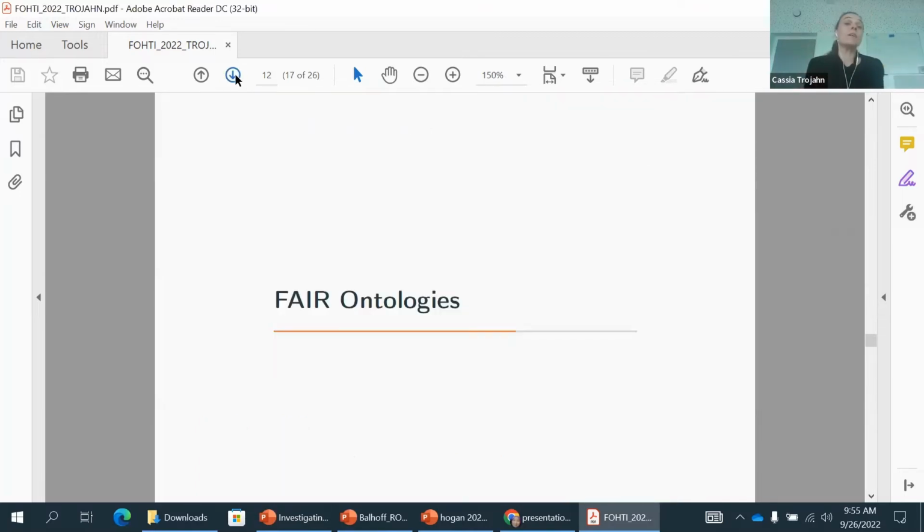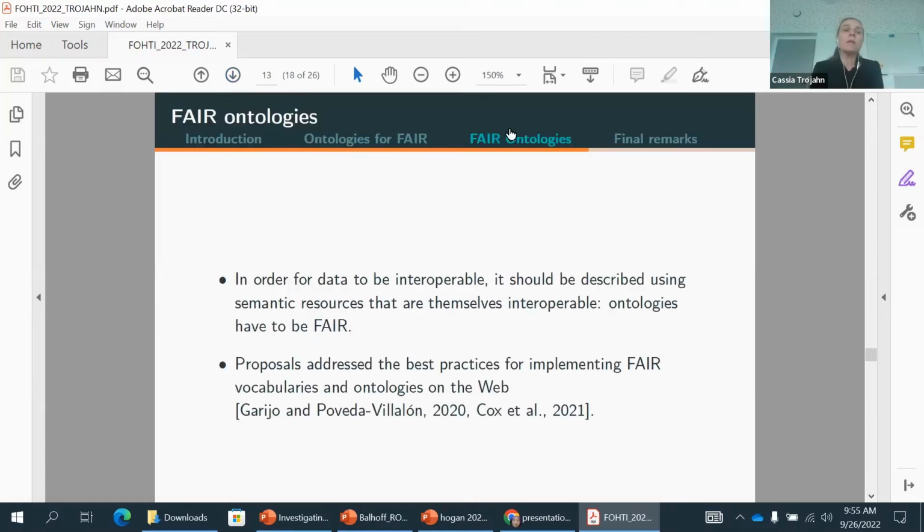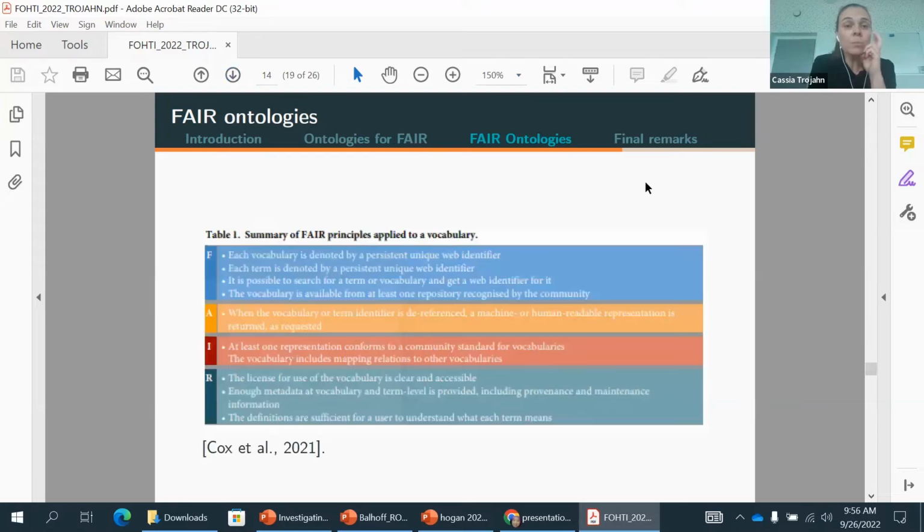And then the second dimension that I would like to mention is that the ontologies that you use for describing this data have to be themselves FAIR. You have many recommendations for guiding the publishing of FAIR ontologies on the web. You have many proposals that have been discussed in the literature. I chose 3 of them, but you have different ones. But I think these 3 are the most recent ones, and the first one, you can go to the next slide, is the Simon Cox proposal.